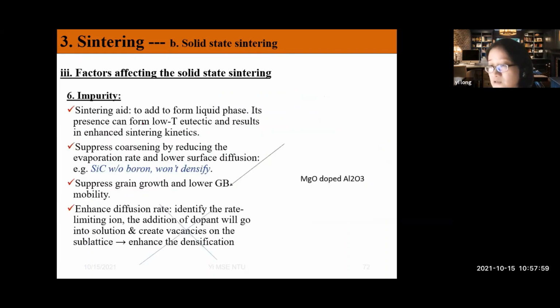And then number 6, I think we skip this. Also it is case by case. We only explain this number 3.